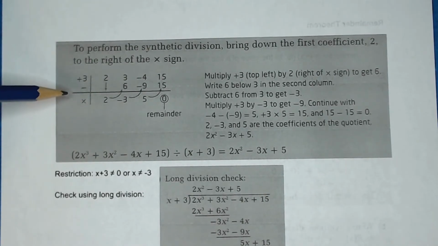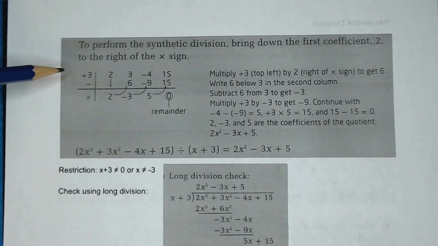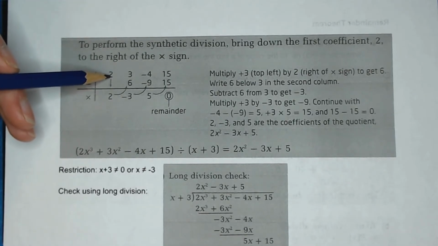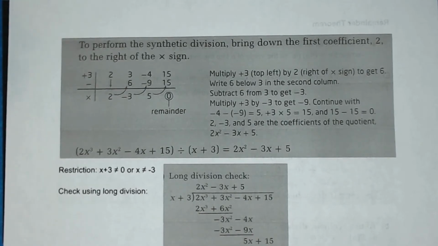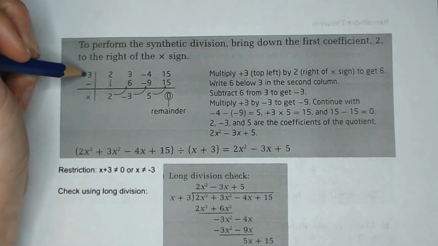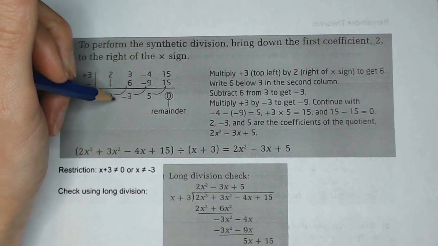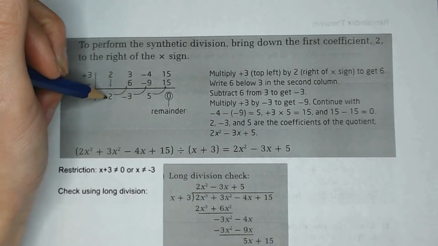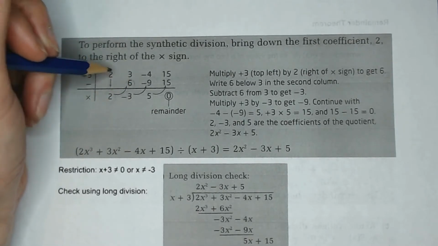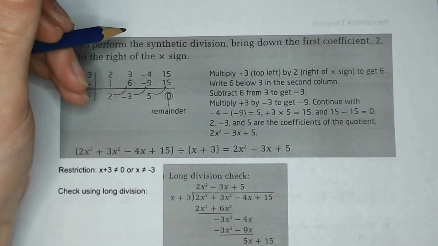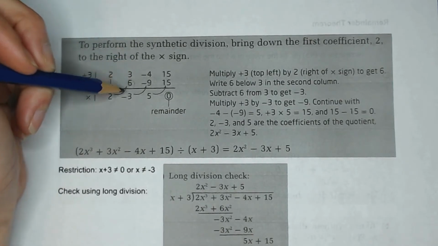Once you're at this step, then you will do the following things. Step number 1, you're just going to drop down this 2 to give us our first thing to work with. And then you will multiply positive 3 by 2 to get 6. And that answer goes here. Okay. Now that you've written the 6 there, you're going to subtract 6 from 3.